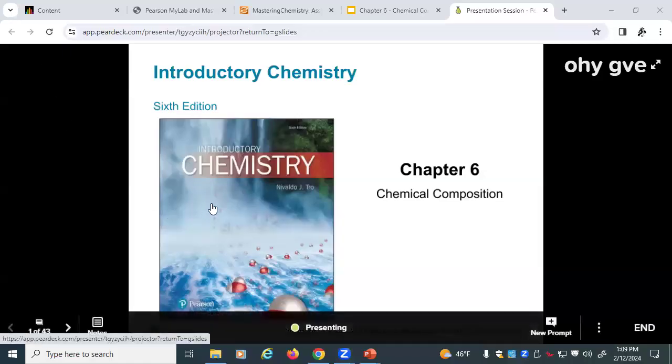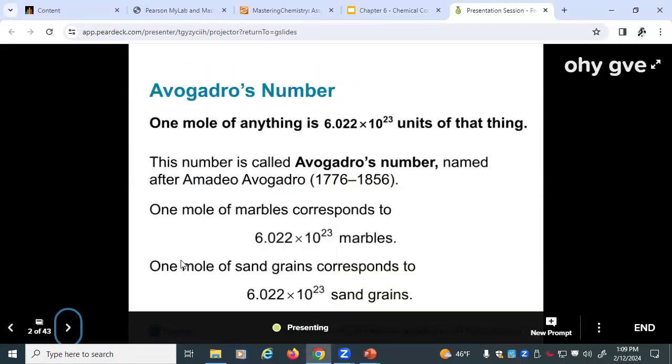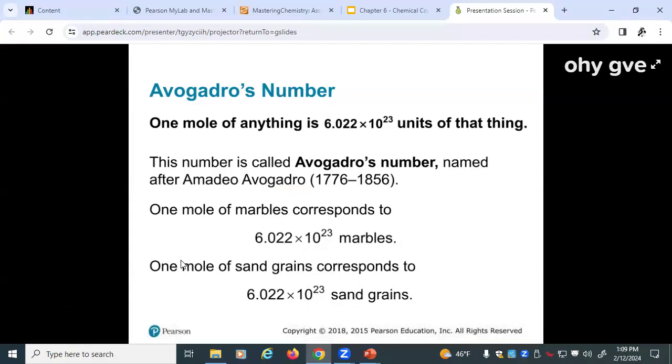All right, so we are starting in chapter 6 today. And when it comes to chapter 6, there are a couple of main big idea concepts at the very heart and core of this chapter. This was covered in your pre-reading, the idea of Avogadro's number. What we need to understand about Avogadro's number is that it is just a counting unit.